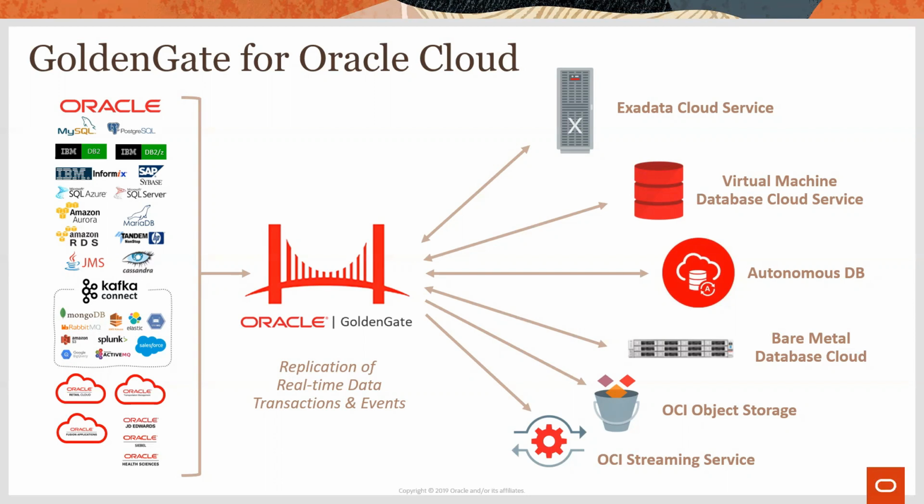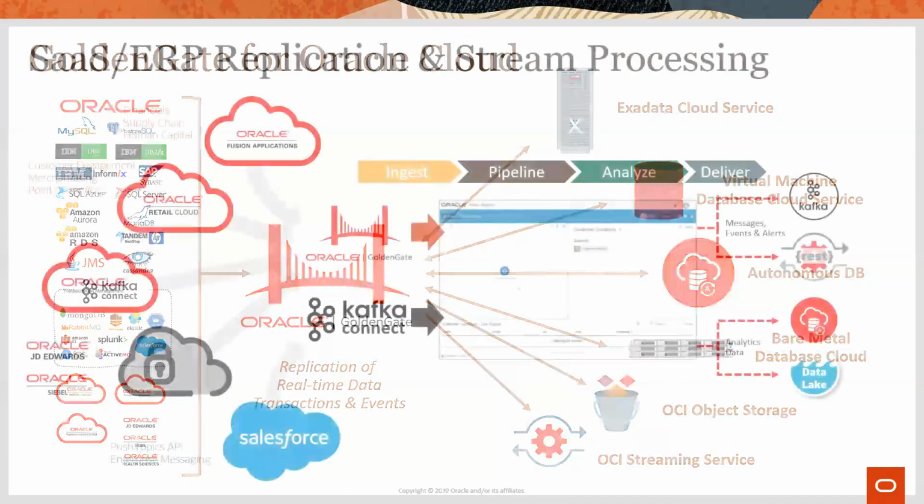So you can use GoldenGate to send data into Exadata Cloud Service, into Database Cloud Service on virtual machines, as well as bare metal. You can do bidirectional replication with autonomous databases, including Autonomous Transaction Processing and Autonomous Data Warehouse. You can send data into OCI Object Store, and you can also send data into the OCI Streaming service for messaging. So very flexible tie-ins with cloud, particularly with Oracle Cloud Infrastructure.